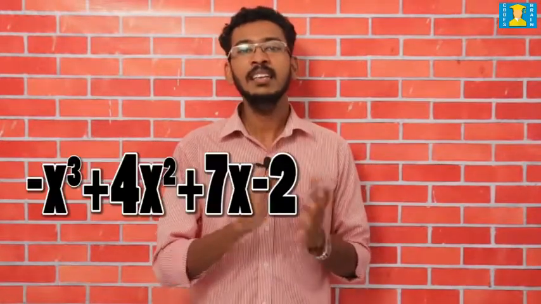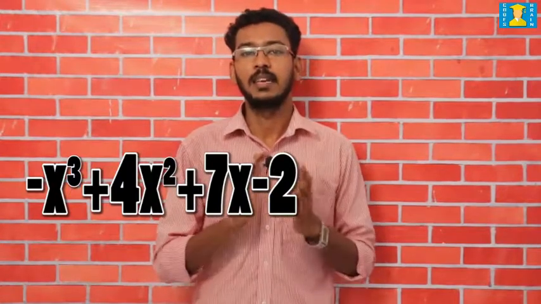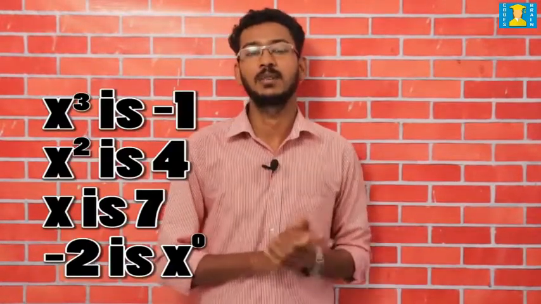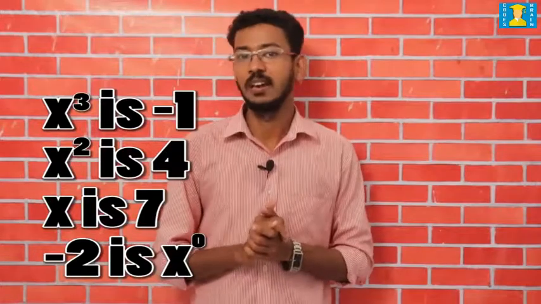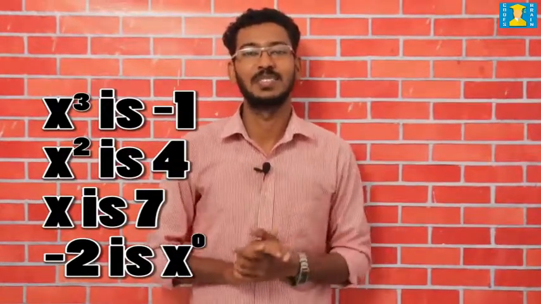So, in minus x cube plus 4x square plus x minus 2, the coefficient of x cube is minus 1 and the coefficient of x square is 4. Coefficient of x is 1 and minus 2 is the coefficient of x power 0. Polynomials consist of different types.